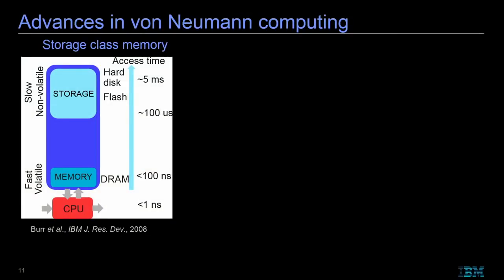So before we say, okay, let us move on beyond von Neumann computing, of course, there's a lot that we can do in the context of von Neumann computing itself. One of them is storage class memory. The whole idea there is as follows. If you zoom into the memory part of the architecture, we typically have a fast volatile DRAM and a slow non-volatile flash, right? So that's what we have.